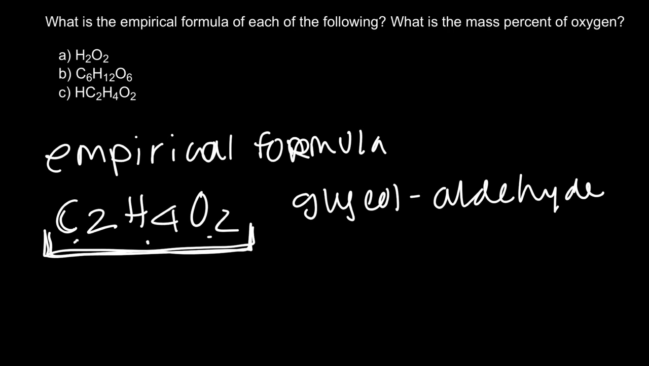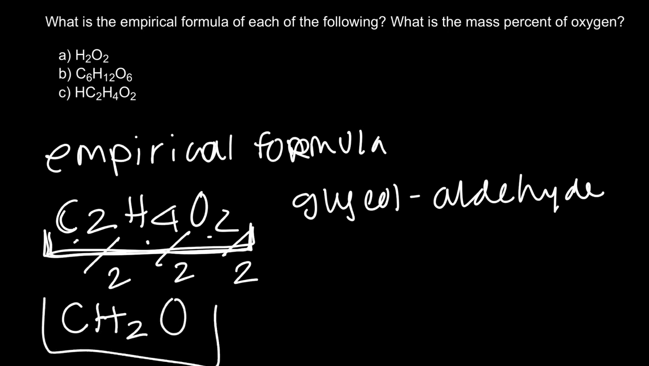So to find the ratio, we divide each of these numbers, the 2, the 4, and the 2, by the lowest common denominator, the number that each of them can be divided by. Here that is 2, so I'm going to divide each of these by 2, and I get a new formula of CH2O. And this right here is my empirical formula.